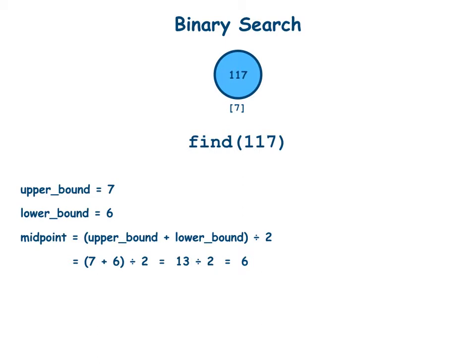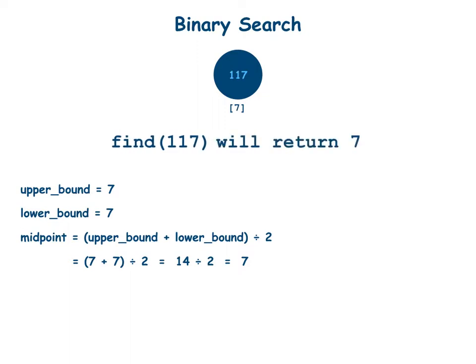Binary search repeats again. The upper bound is 7, lower bound is 7 as well. Add those two together, divide by 2. Obviously, we get 7. So now 7 is the new index. Is 117 less than, equal to, or greater than the value at index 7? It's equal to. So in this instance, binary search will return 7 as the index of the number that we're searching for.